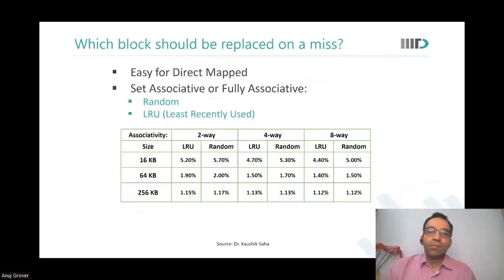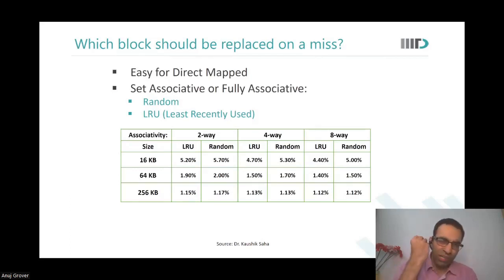So which block should be replaced on a miss? See, for the direct map, it's very easy. There is only one location. If the address is matching, you have to simply replace that. However, it is a slightly more complex choice when you have a fully associative or a set associative memory. So experiments were done for a particular data set, particular architecture, and particular program.